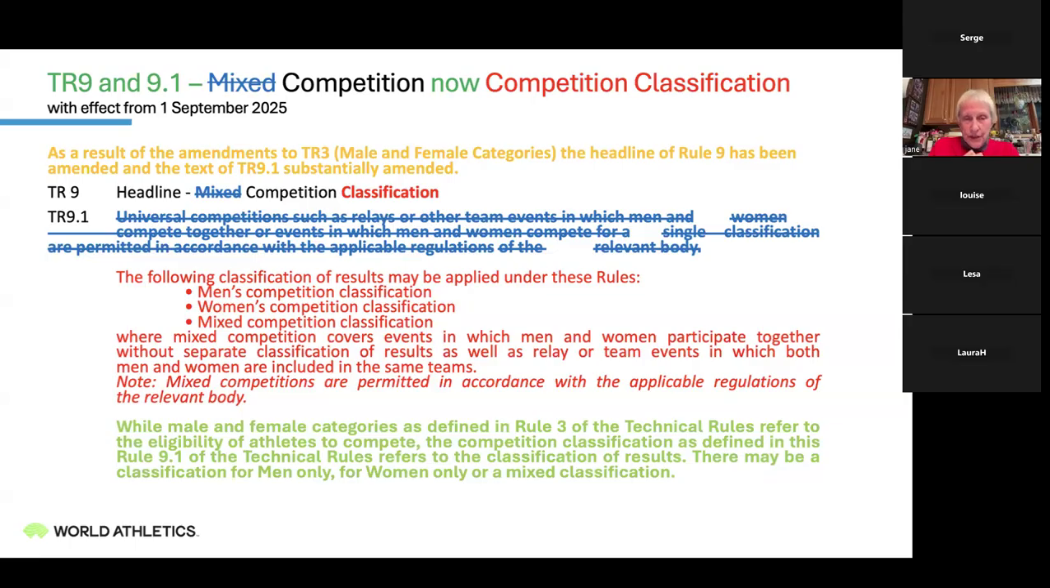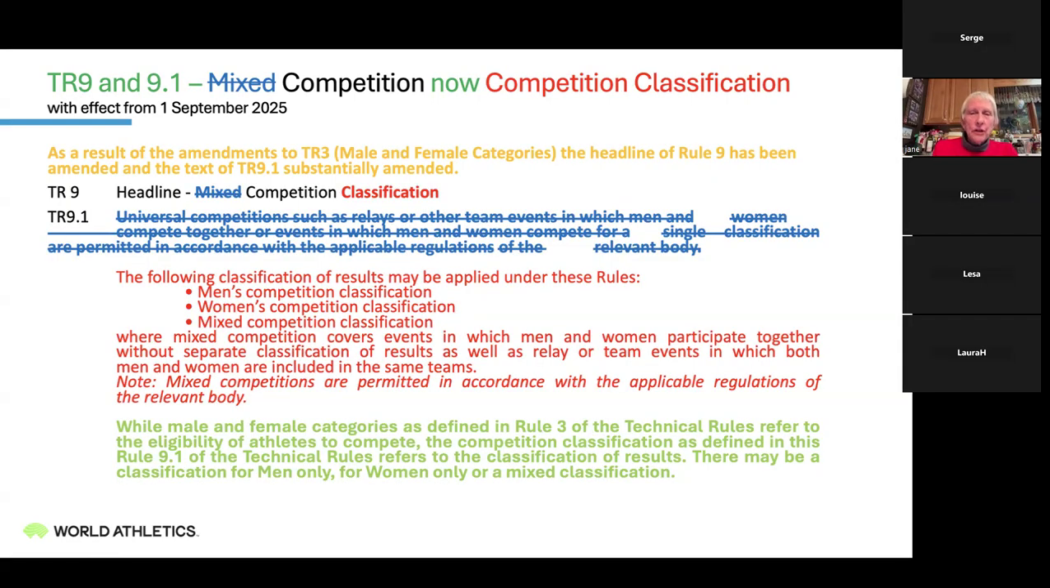There's going to be mixed competition, where mixed competition covers events in which men and women participate together without separate classification of results, as well as relay or team events in which both men and women are included in the same teams. Note, mixed competitions are permitted in accordance with the applicable regulations of the relevant body. So all this says is mixed is the old universal. Okay? So think of universal is now called mixed.